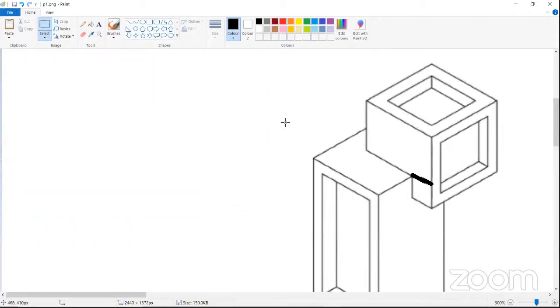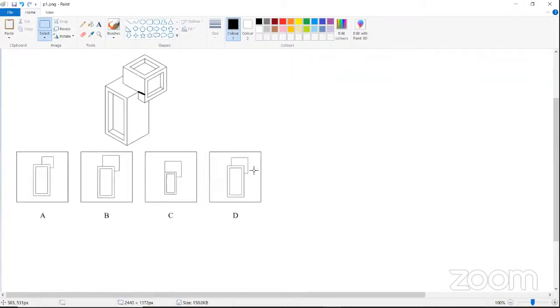It's not quite parallel. It comes somewhere here. I couldn't draw a straight line. But it's almost parallel, and the distance here is very small. So option B.